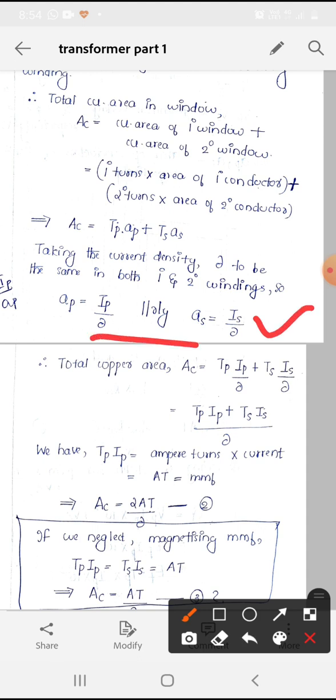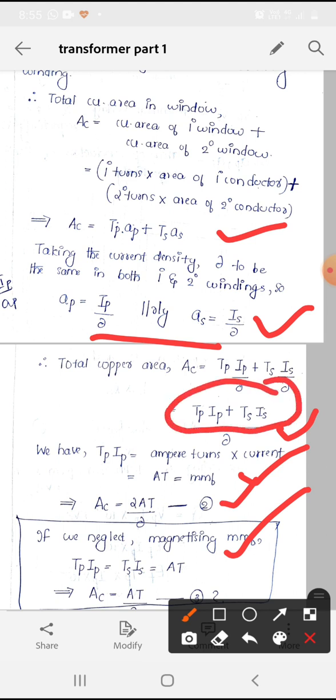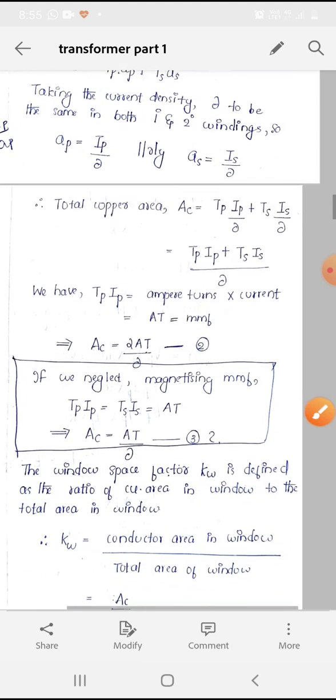So when we substitute these both in this equation, total area of copper is equal to (TP IP plus TS IS) by delta, where TP into IP, that is turns into current, is always ampere turn, right? That is equal to MMF. So if we neglect magnetizing current, TP IP is equal to TS IS equal to AT. Therefore, AC is equal to 2AT by delta. Okay, understood? Therefore, AC is equal to 2AT by delta.